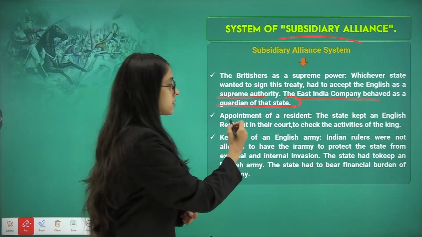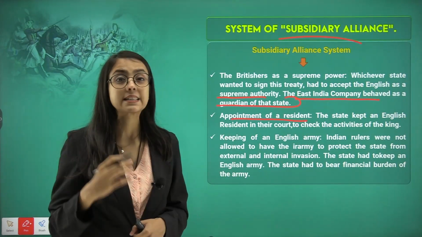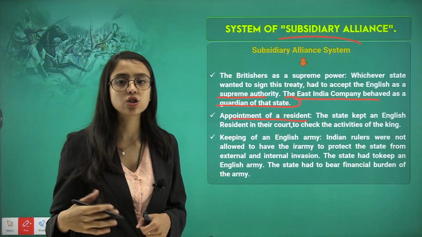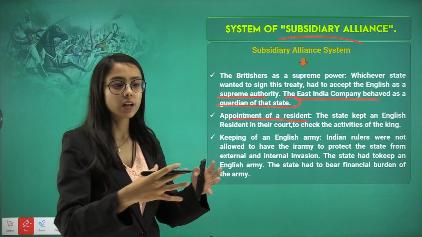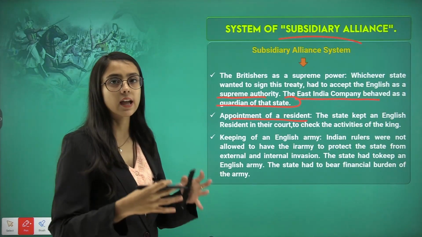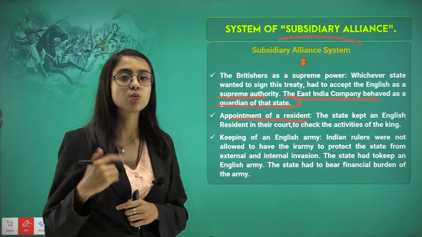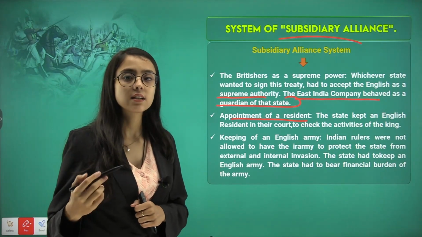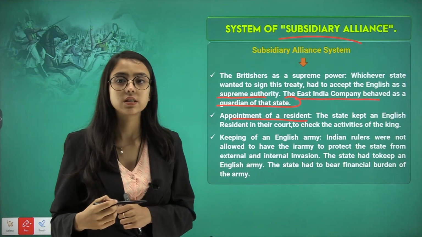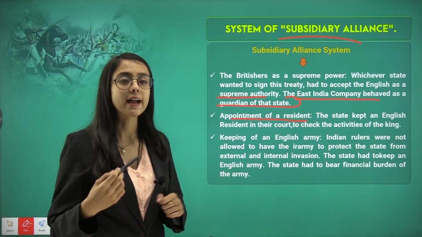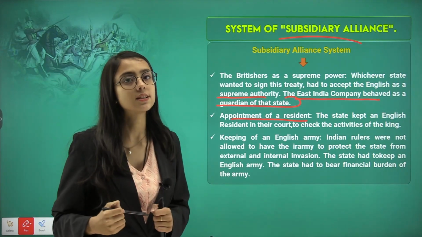Appointment of resident. The residents were appointed. The state kept an English resident in their court. So, whatever court the king had, there was one person who was representing the East India Company. These were known as residents. They used to check on the activities and policies of that particular state.